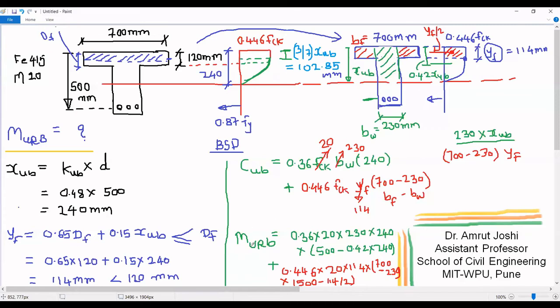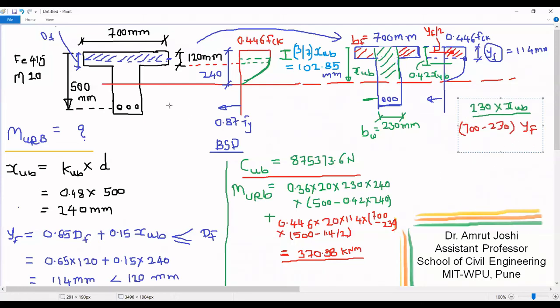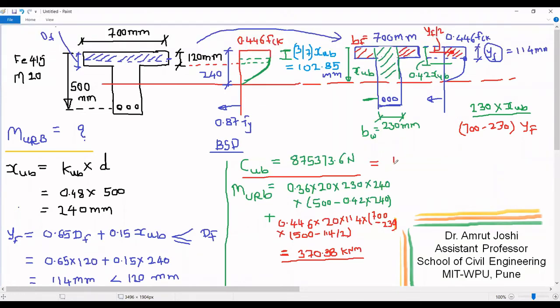So if we evaluate this, we get MURB to be equal to 370.38 kilonewton meter. So we have now two values for this cross section. One is its ultimate compressive force and second one is its moment of resistance. Now, how do we calculate the area of tension steel required? So for area of tension steel required, I am going to equate this Cu with Tu, and as it is for balanced section, I am going to write it as Tub.